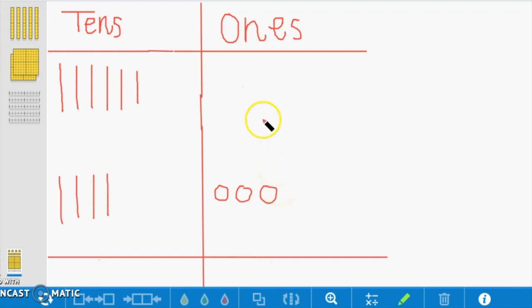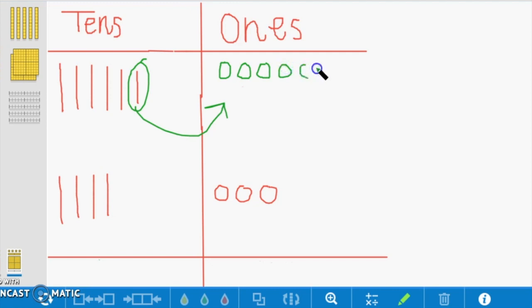So since we begin in our ones place, we can't subtract 3 from 0, so we're going to have to regroup. So we're going to begin by taking one of these from the tens place and regrouping it into the ones place. And since they represent 10, we're going to break it out into 10 individual circles. Now that we have regrouped, we can do our subtraction.